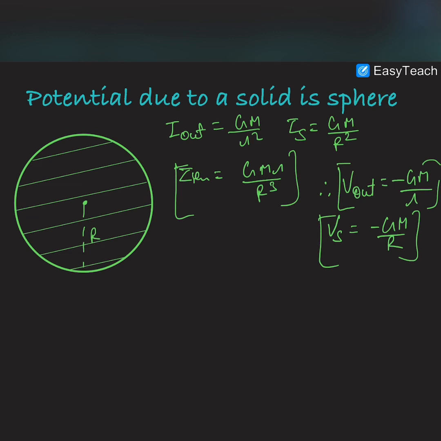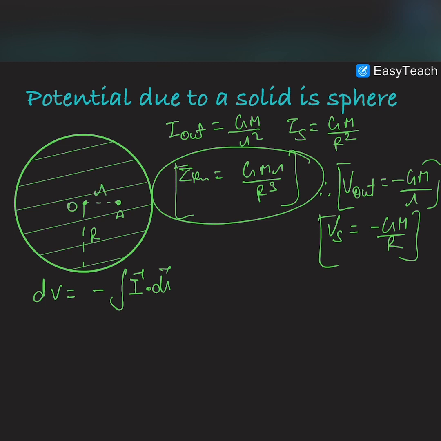So now we know that the gravitational field inside this solid sphere is GMr by R cube, where small r is the instantaneous distance from the center of the sphere. So we can say that dV is equal to minus of I dot dr. Let's suppose there is a point A which is at a distance of r from the center, and there is a point B on the surface. So we are moving from A to B like that.